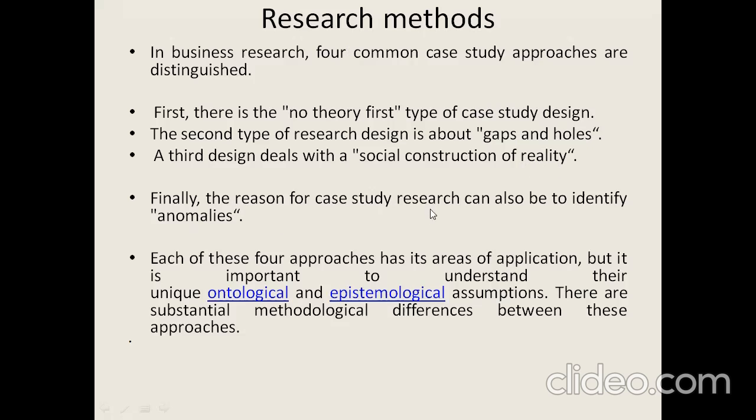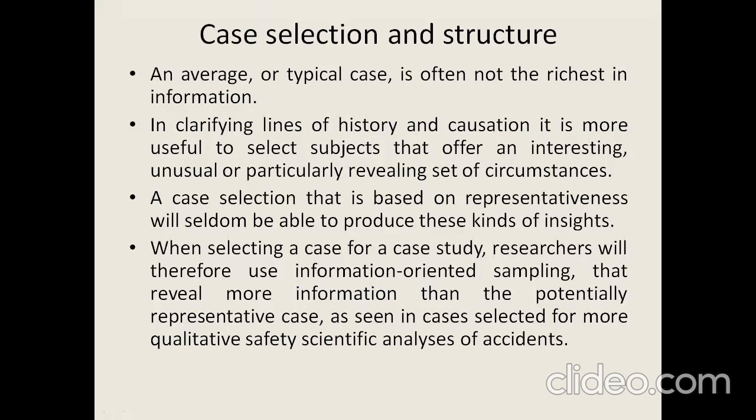Finally, the reason for case study research can also be to identify anomalies. Each of these four approaches has its area of application, but it is important to understand their unique ontological and epistemological assumptions. There are substantial methodological differences between these approaches, right? So those are the methods. Case selection and structure: when you are going to select the case and how it is going to be structured or framed. An average or typical case is often not the richest in information.